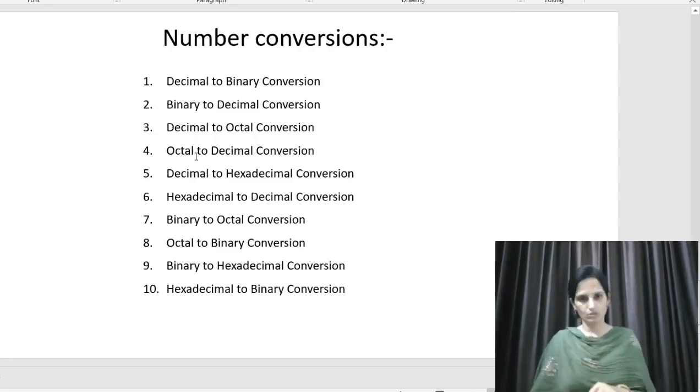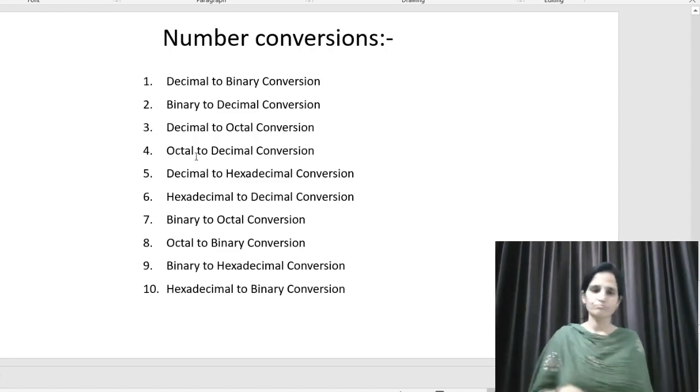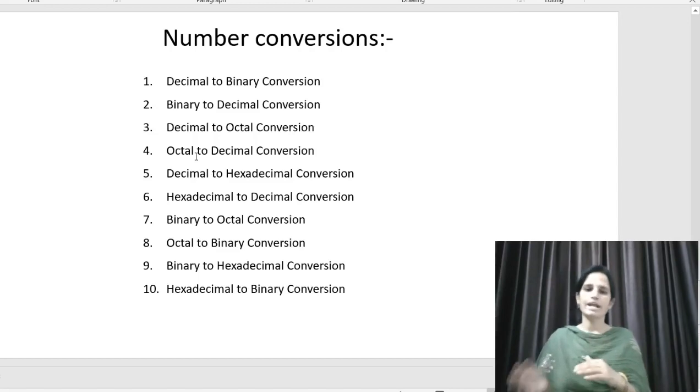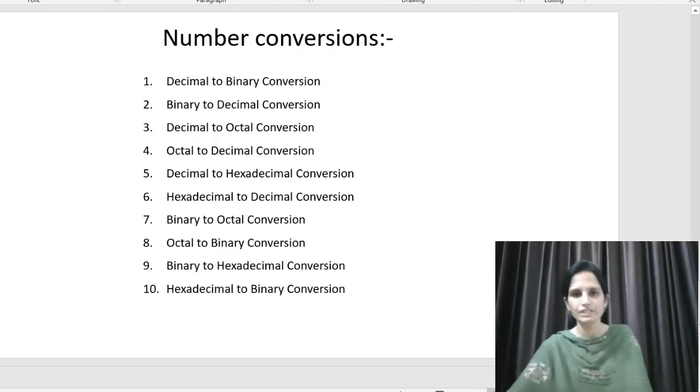Binary to octal conversion, octal to binary conversion, binary to hexadecimal conversion, and hexadecimal to binary conversion. So in this complete chapter we learn these 10 conversions: binary to octal, octal to binary, binary to hexadecimal, hexadecimal to binary. So in the next class we are first discussing the decimal to binary conversion.